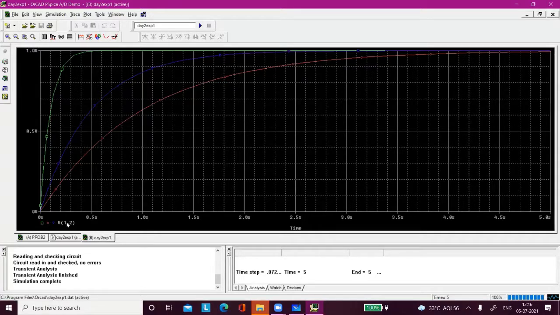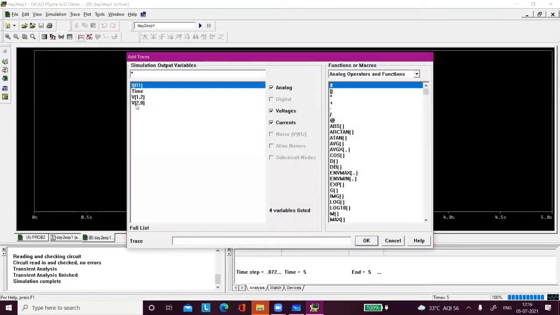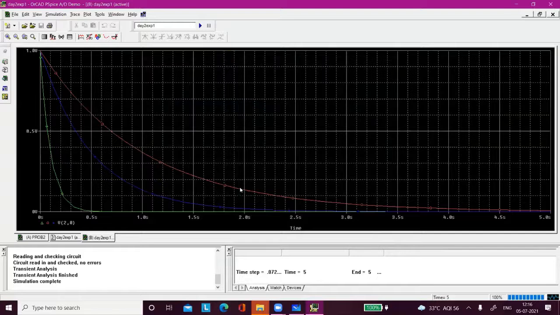Now the same applies to the capacitor. You can plot the variable for the capacitor also, and obviously the red one will take the maximum time to reach the steady state. Can you see? This is how you can write it. The green one is the first circuit, the blue one is the second circuit, and the red one is the middle circuit, and the blue one is the third circuit.